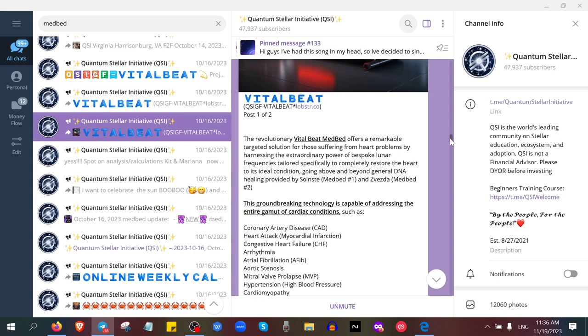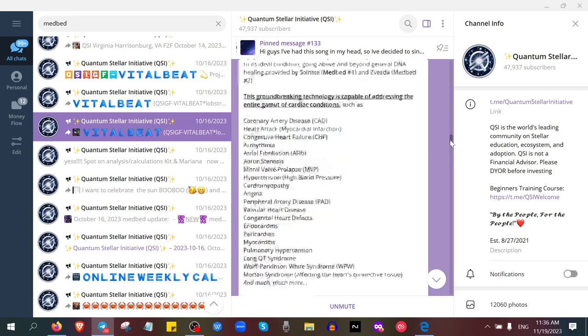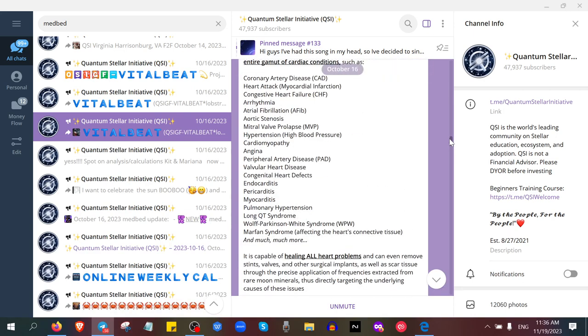This groundbreaking technology is capable of addressing the entire gamut of cardiac conditions such as coronary artery disease, heart attack, congestive heart failure, arrhythmia, atrial fibrillation, aortic stenosis, mitral valve prolapse, hypertension, high blood pressure, cardiomyopathy, angina, peripheral artery disease, valvular heart disease, congenital heart defects, endocarditis, pericarditis, myocarditis, pulmonary hypertension, long QT syndrome, Wolff-Parkinson-White syndrome, Marfan syndrome, and much, much more.